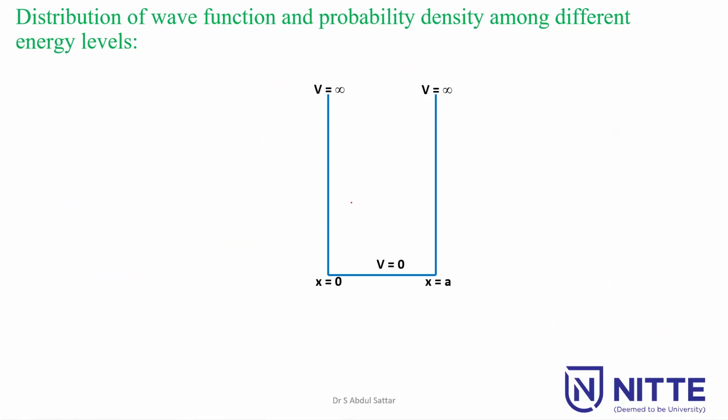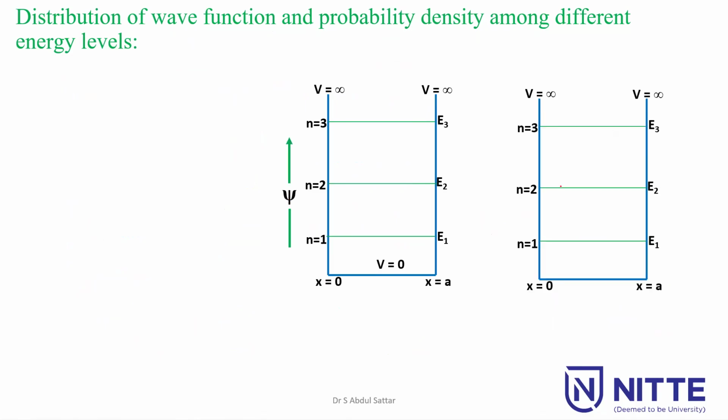To express that, we are taking a potential box here. Here n equal to 1 is the first energy level, then the second energy level, third energy level. So in this potential box, we will discuss how the wave function distributes here. And we will show one more figure here, where we will discuss how the probability distribution will distribute.